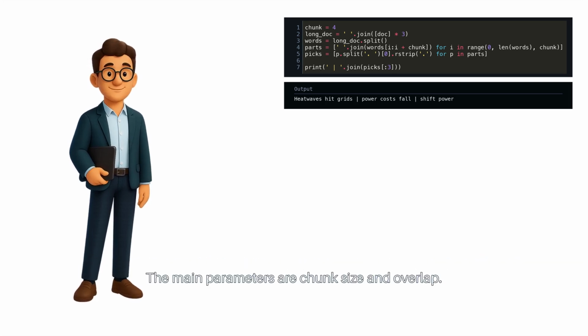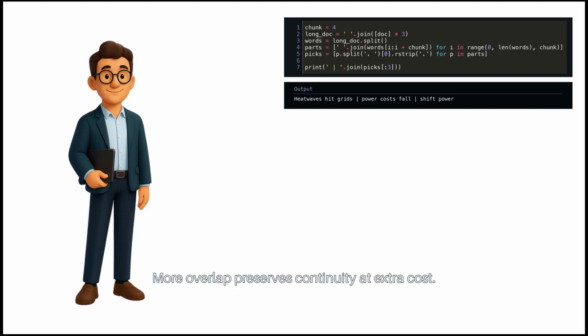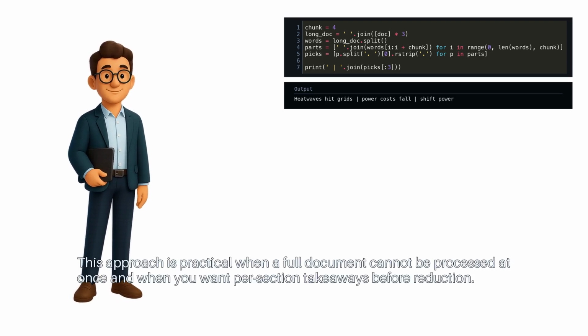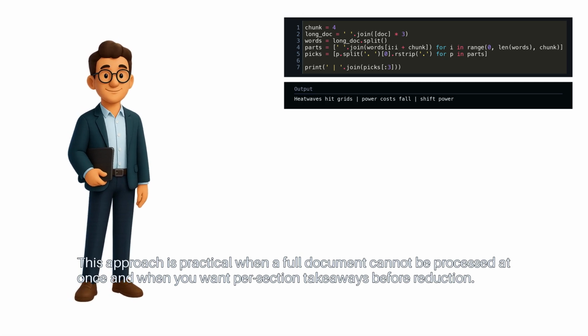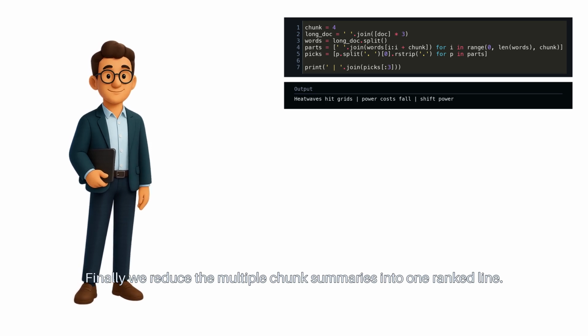The main parameters are chunk size and overlap. Larger chunks reduce the number of chunks but can dilute local focus. More overlap preserves continuity at extra cost. This approach is practical when a full document cannot be processed at once, and when you want per-section takeaways before reduction. Finally, we reduce the multiple chunk summaries into one ranked line.